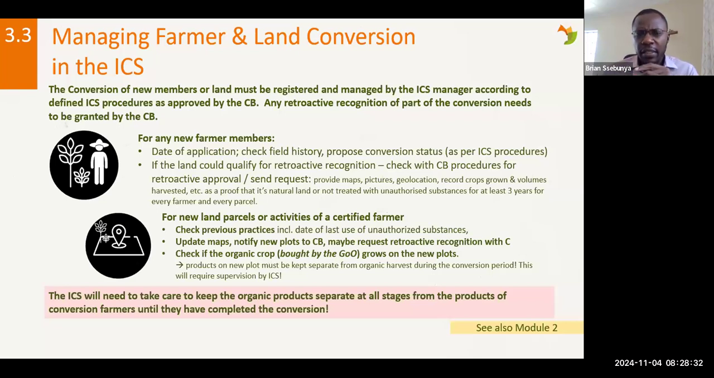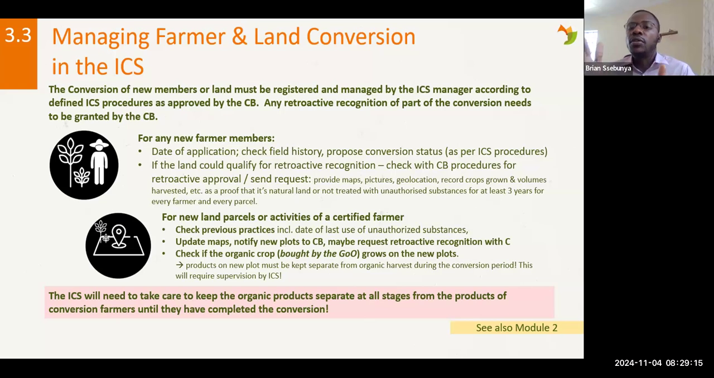We have examples on the charts, around providing maps, providing GPS location, listing all the crops grown, and all that information that you need to get. And of course, I'm saying blah, blah, because sometimes when you submit some information, the CB may ask for additional information which is not listed here, but they want to be sure that this farmer qualifies for retroactive recognition of their conversion period. So just mention to the CB, give them the information they want, and when they ask for additional information, it will be their decision to give it or not.